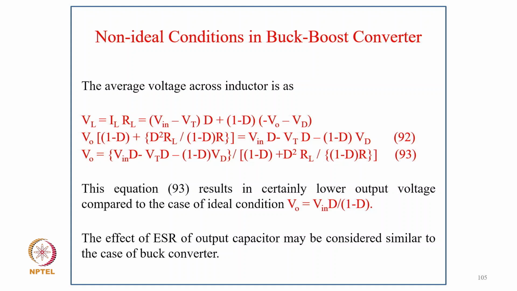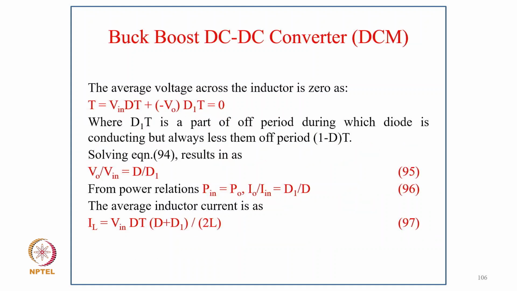So you can see the output voltage here depends on the transistor drop, the diode drop, the inductor resistance and the load resistance. However, in the ideal condition, Vo = V_in·D/(1 - D). The effect of the ESR of the output capacitor may be considered similar to the case of the buck converter.